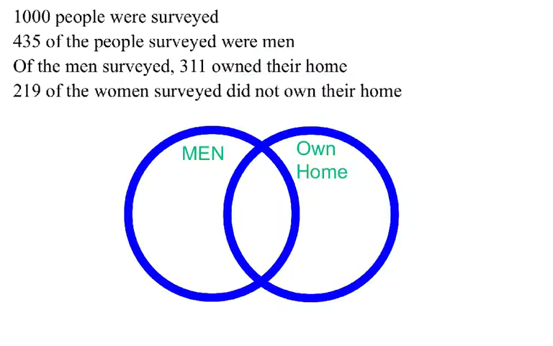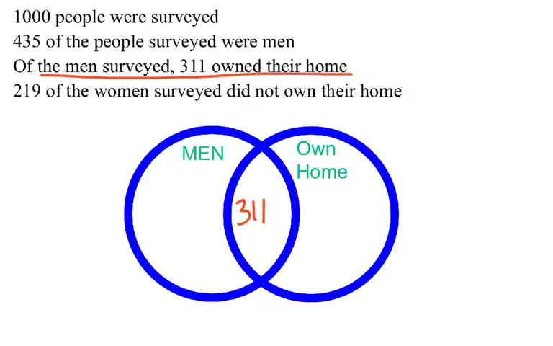So what we need to figure out is what do each of these sections mean? Well, this middle section is where they cross over. Men that own their own home. And hopefully you notice that that is given to you right here. Of the men surveyed, 311 own their own home. So 311 men goes right there in the middle.